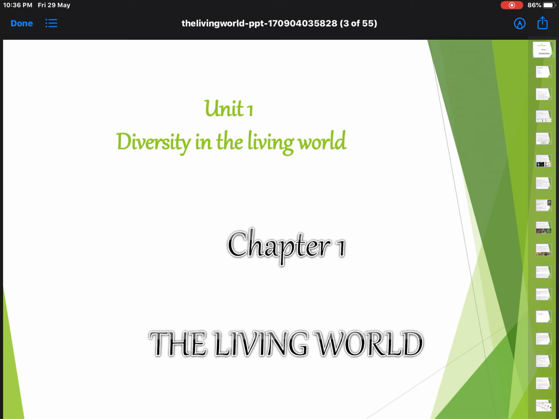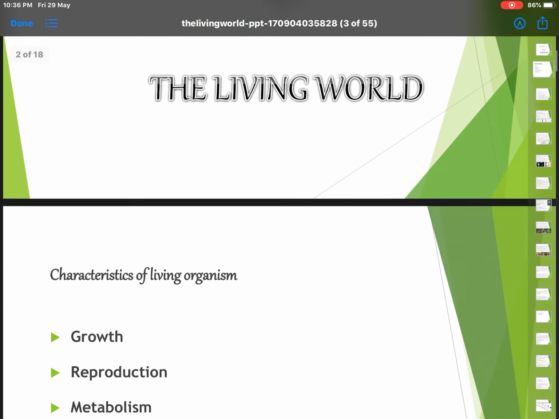So in this class 11th, the biology will be specific and we will be studying more about both plants as well as animals. So unit 1 is called diversity in the living world, and the chapter name is the living world. As the chapter name suggests, we are going to study about the world having life.